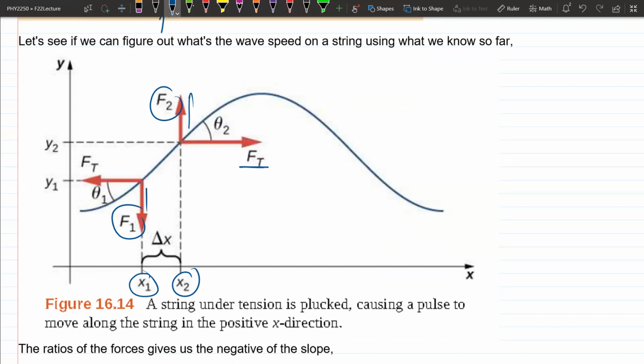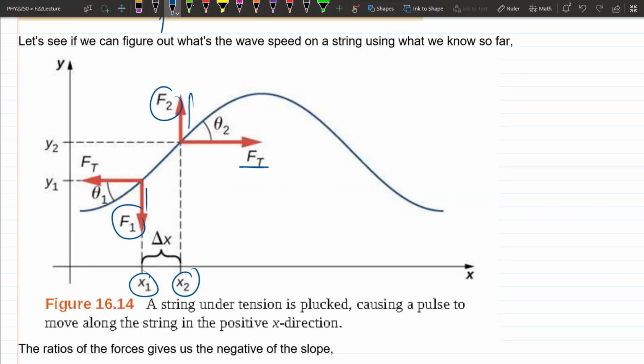What's interesting is that if you take a look at this little tiny segment of the string, the net force on this is actually force 2 plus the tension force. And if you look at this tiny segment here, it's force 1 plus the tension force, added vectorially. That's how we deal with forces. One thing to note is that the tension force is equal on both sides. That's why I don't have a tension force 1 and tension force 2, because there's equal tension along the entire string.